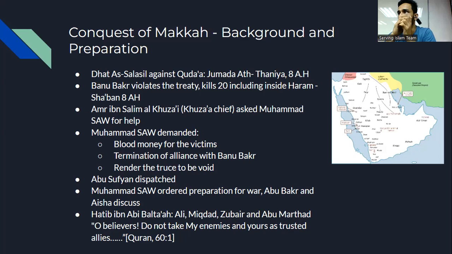Then Muhammad Sallallahu Alaihi Wasallam turned to Umar radiallahu ta'ala anhu, and he said that he is the one who participated in the Battle of Badr. Okay. And Allah said about the people of Badr that they are forgiven. So therefore Muhammad Sallallahu Alaihi Wasallam also forgave Hatib.